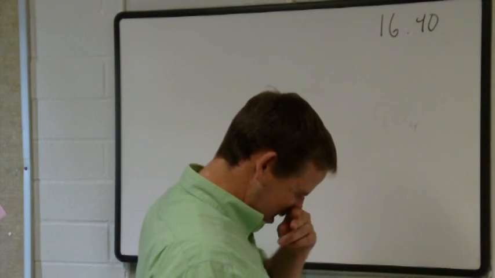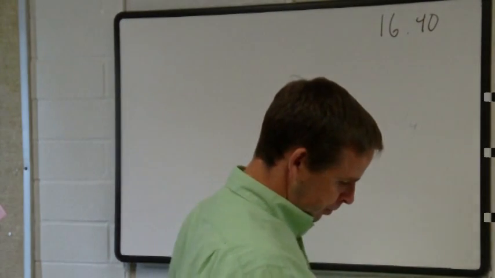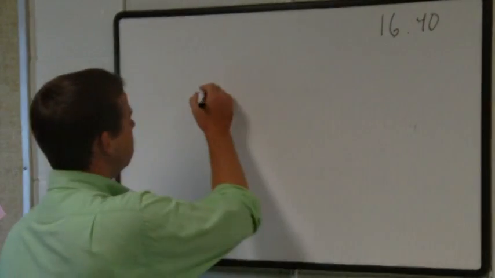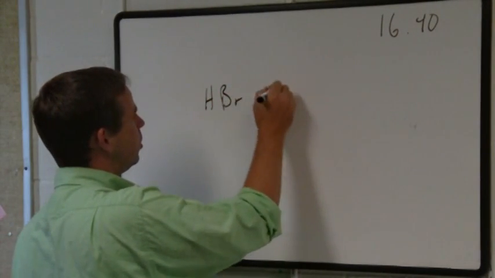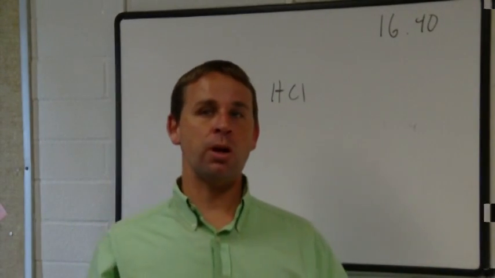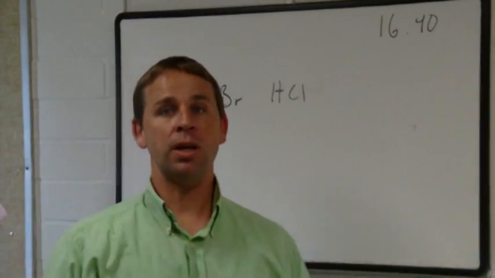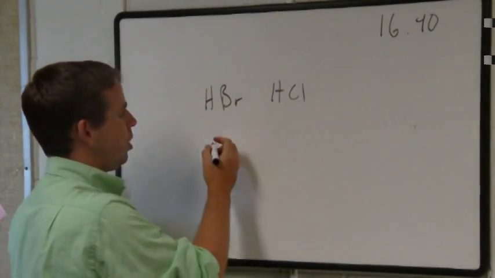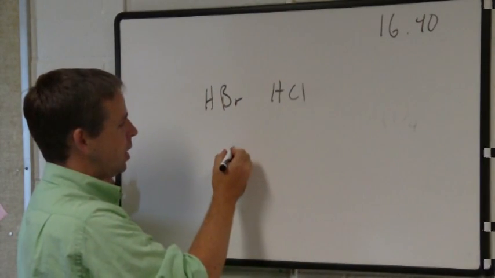Choose the stronger acid. All right. So, HBr and HCl. What makes the stronger acid? The stronger acid is the one that can release the proton easier. All right. So, if we were to draw something like this, get an idea of what it looks like.